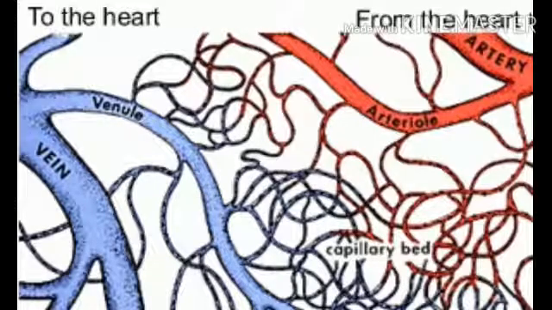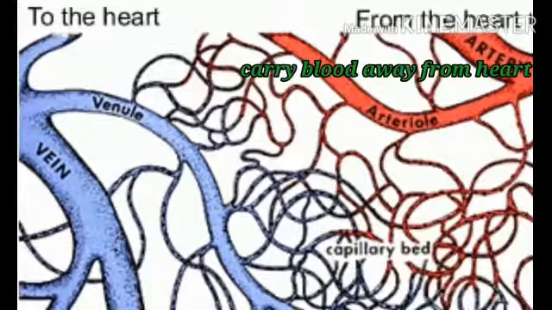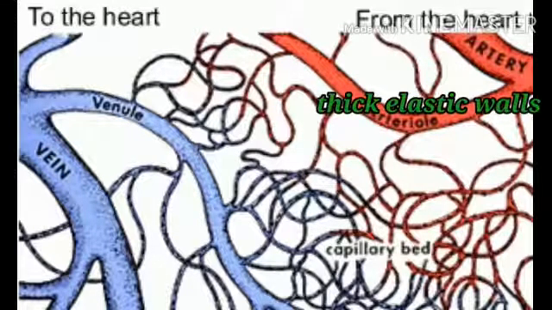Let's talk about the blood vessels that carry blood to and away from the heart. These are of three types: arteries, veins, and capillaries. Arteries are the vessels which carry blood away from the heart to various organs of the body. Since the blood emerges from the heart under high pressure, the arteries have thick, elastic walls.